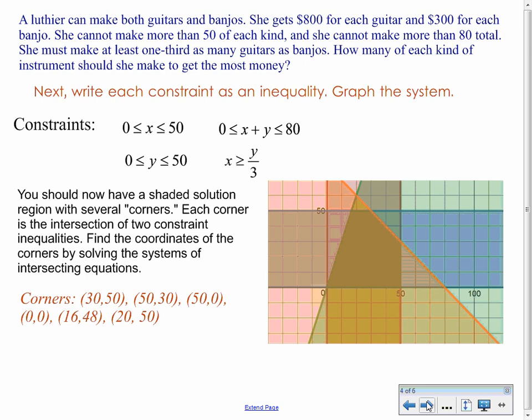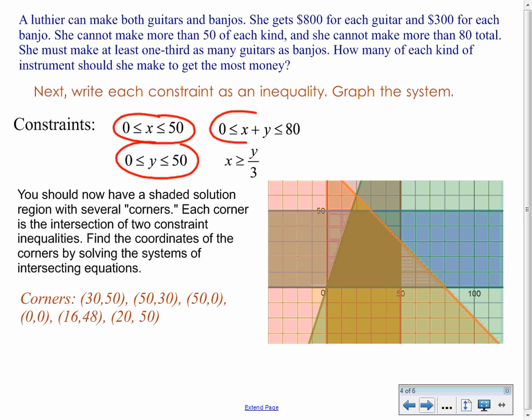I retyped the problem up above because we're going to need it again. So next we're going to write each constraint that's part of the problem as an inequality, and then we'll graph it. So this says we can make no more than 50 guitars. This says we can make no more than 50 banjos, and of course we can't make less than 0, so I added that in there too. It's kind of an obvious part of it.